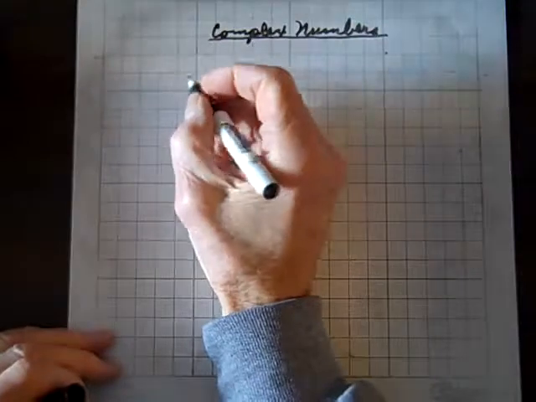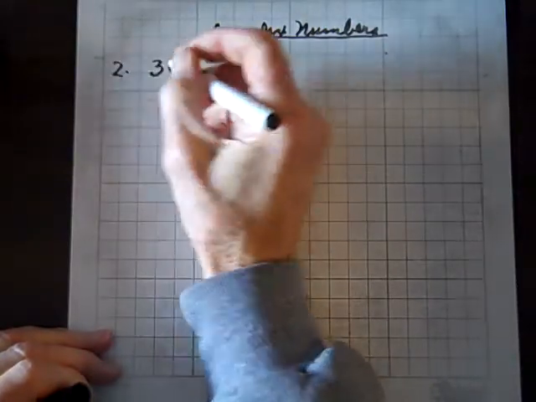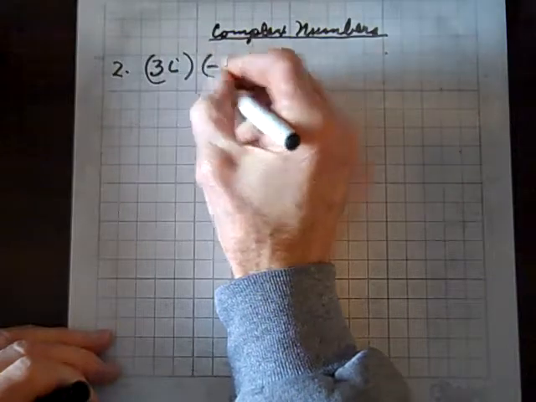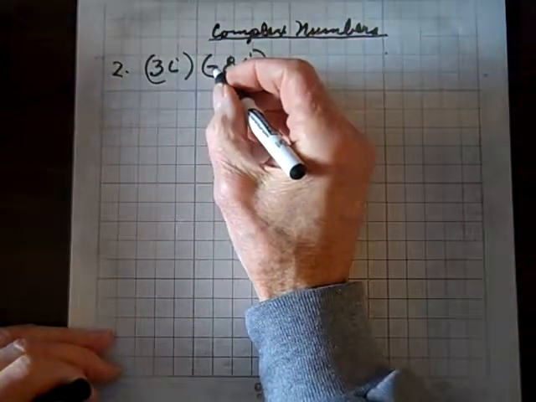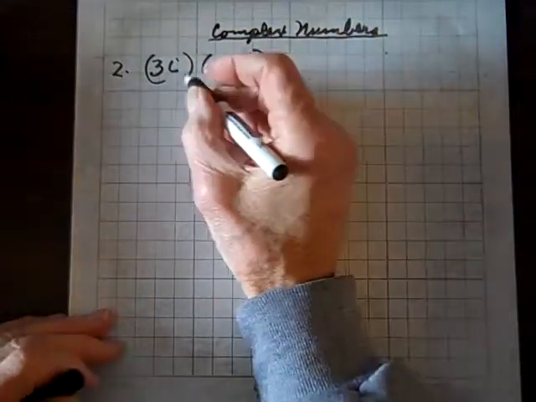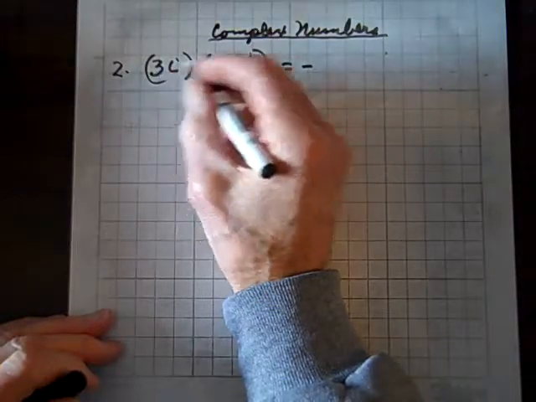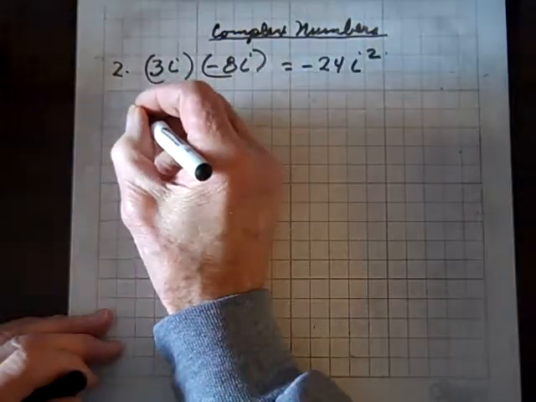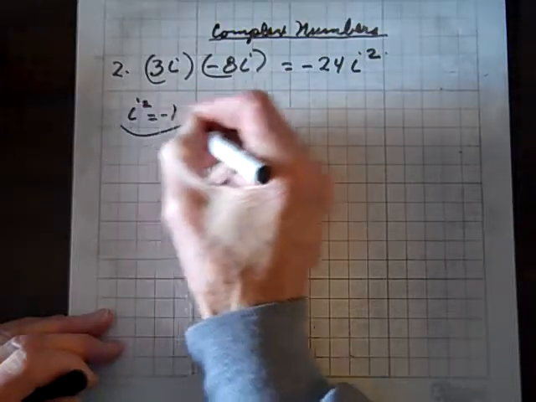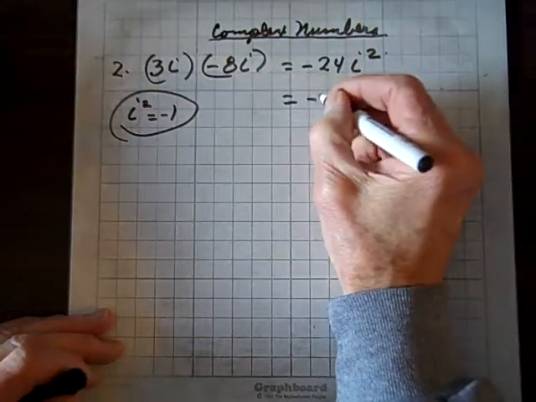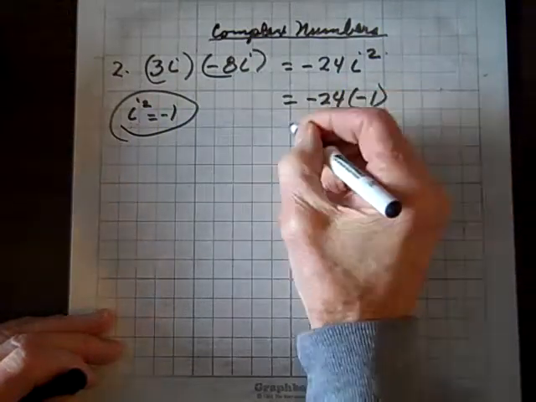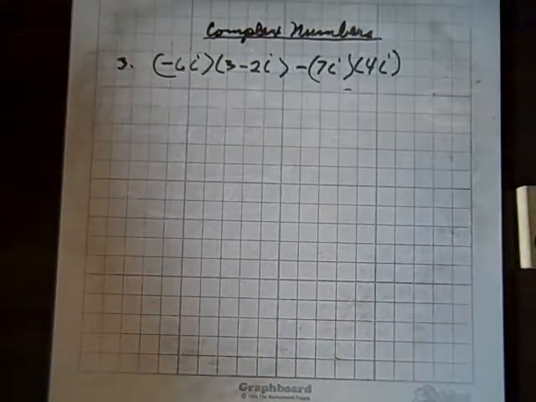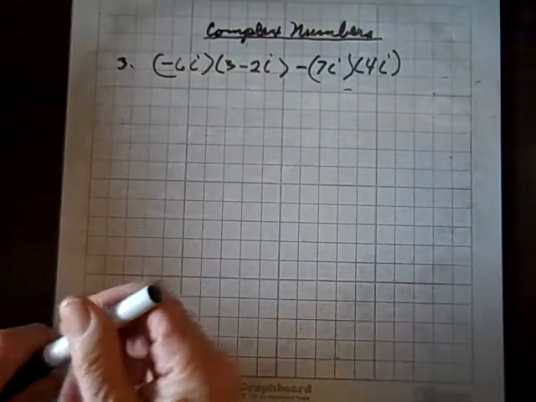And now we have 3i times -8i, and that equals, well, the product's going to be negative, because a negative times a positive is negative, and we get 3 times 8 is 24, and i times i is i squared, but keep in mind that i squared equals -1. So that's going to be -24 times -1, which equals 24. And we're done. Well, our task now is to simplify this difference, product and difference.